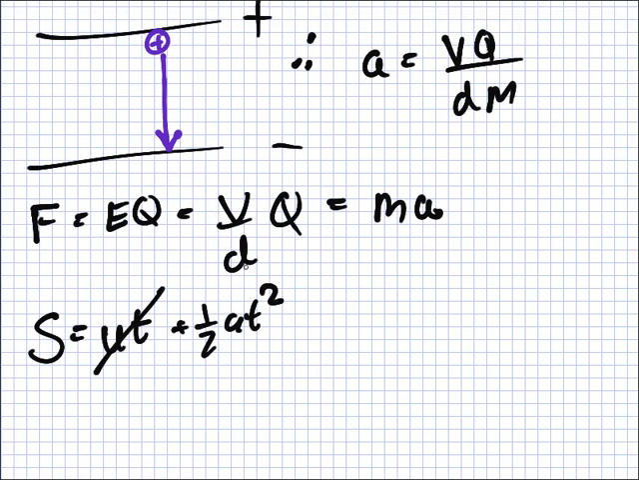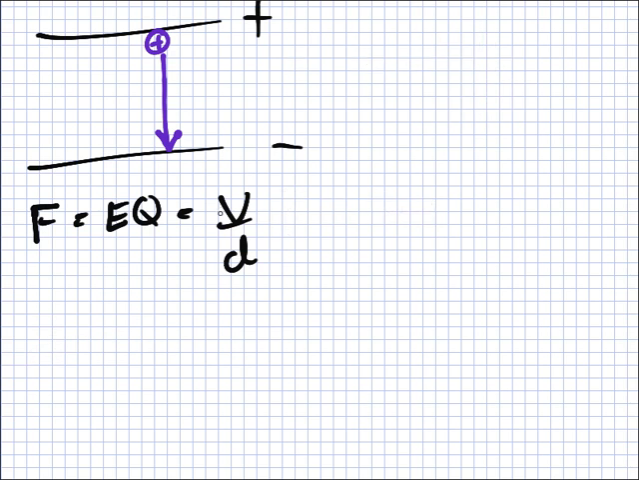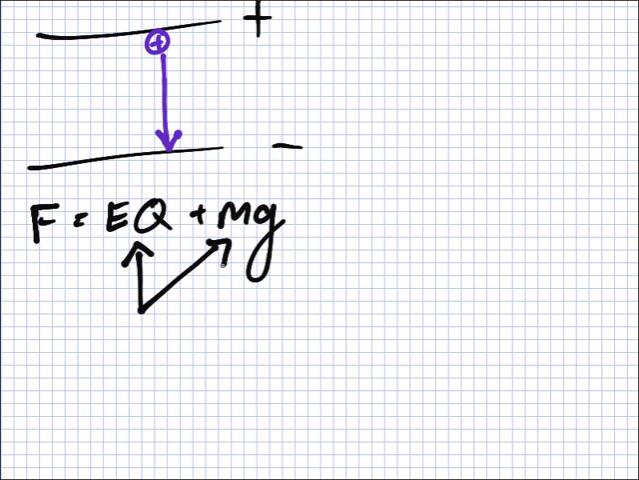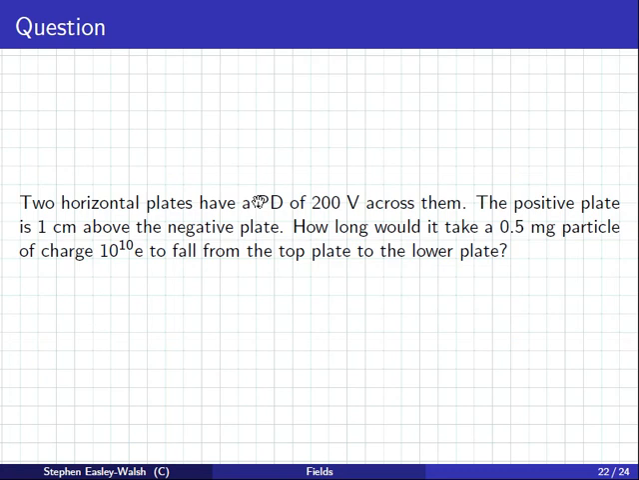Now, I should really have said, but it doesn't actually matter. Let me just go back in time. There's actually two forces, EQ and MG. This number is so much bigger than this number, it actually doesn't really matter. But if you want to include it, you can. This will be a small number because the mass is so small, and this will be a huge number because the charge was so large, 10 to the 10. Oh, 10 to the 10, that's why I got it wrong.